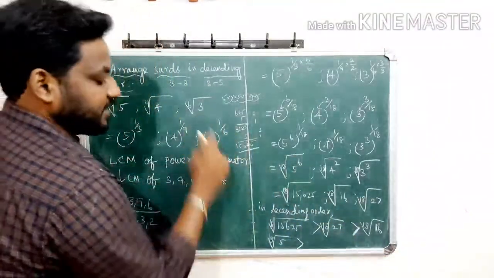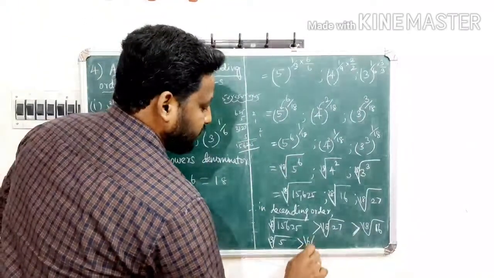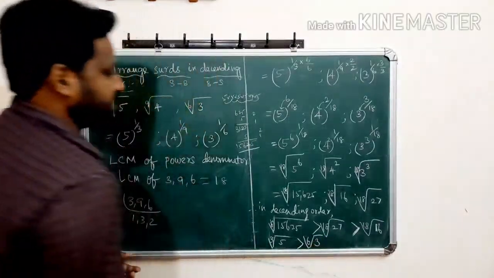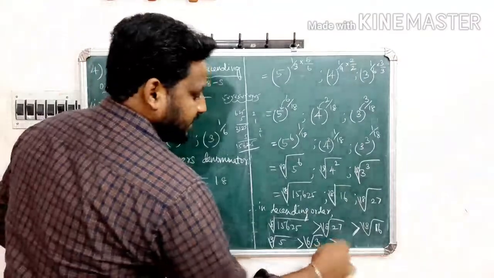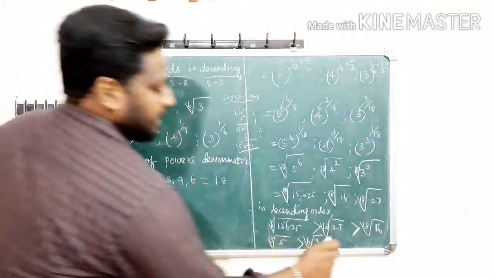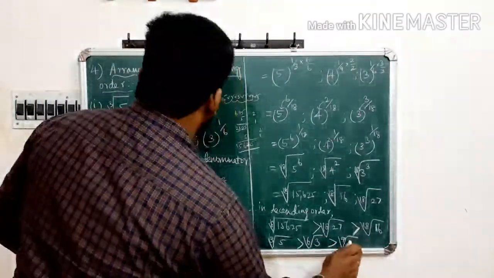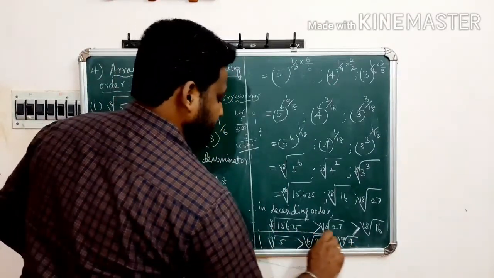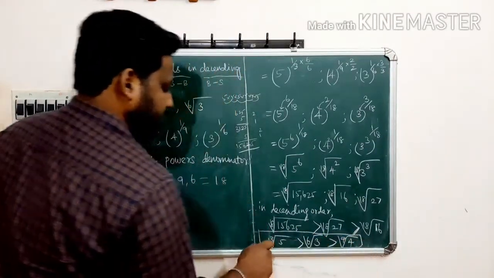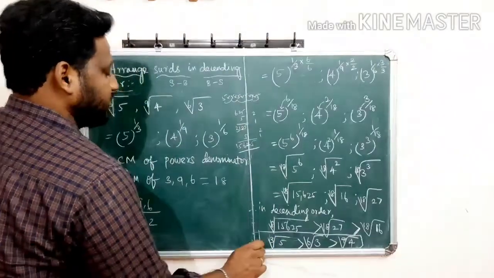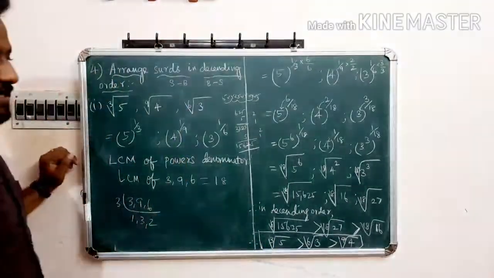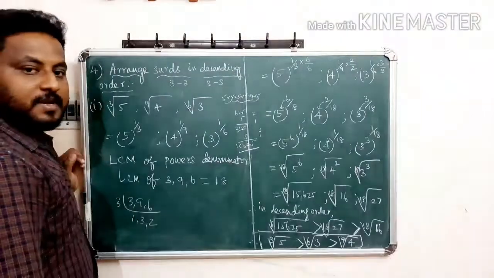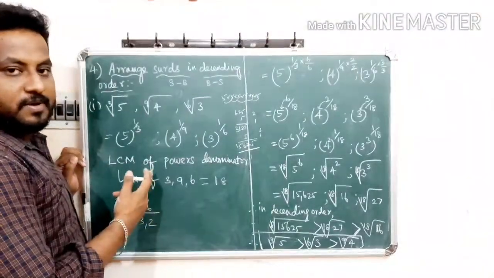27 is the third number. That is the 6th root of 3, which is the next greatest number, which is greater than the 9th root of 4. So this is the answer for the descending order which is given in the question. Clear? This is an important 5-mark question.